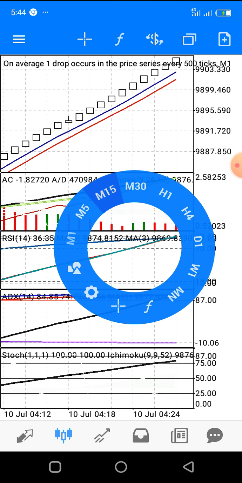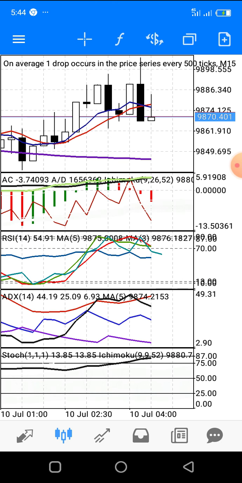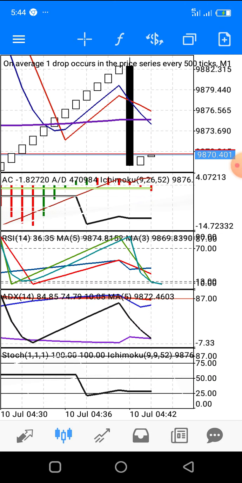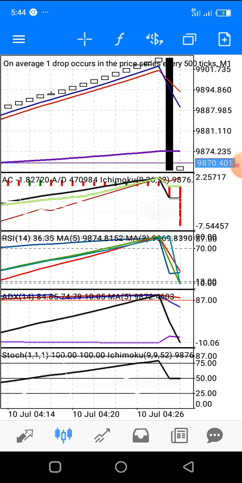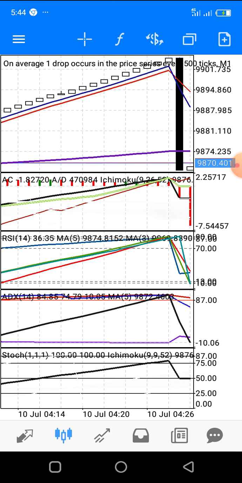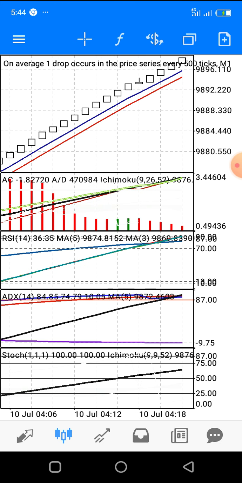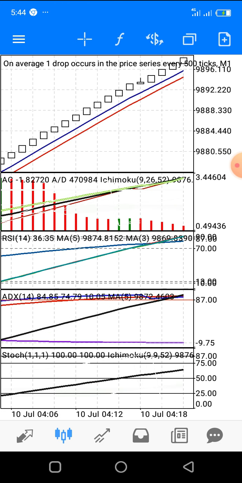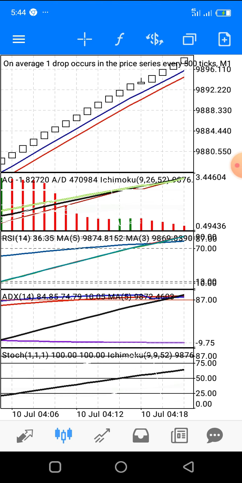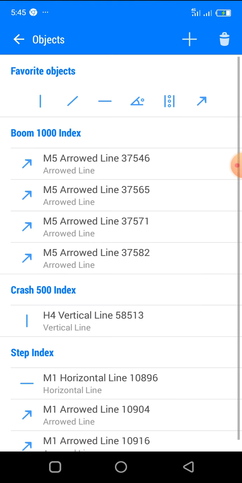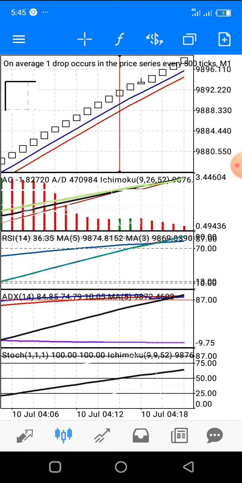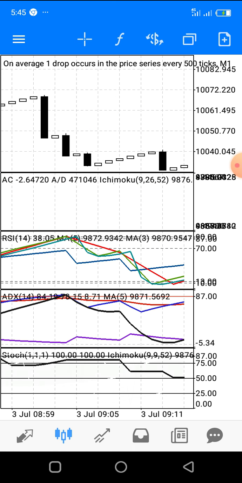The next thing I'm supposed to do, to be well assured, is first of all check my 15 minutes time frame. Okay, this is the point where it started to buy. And the next thing I will do is draw a line. Let me draw the line around here. Okay, this is the line.